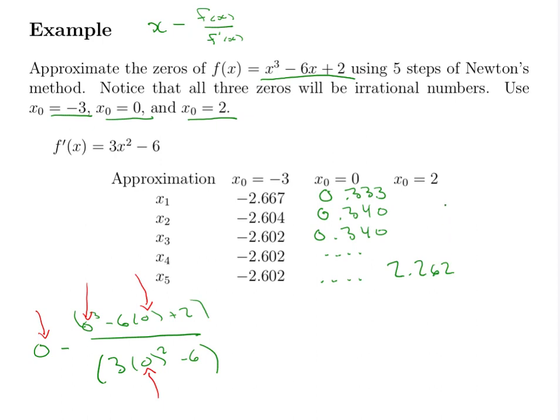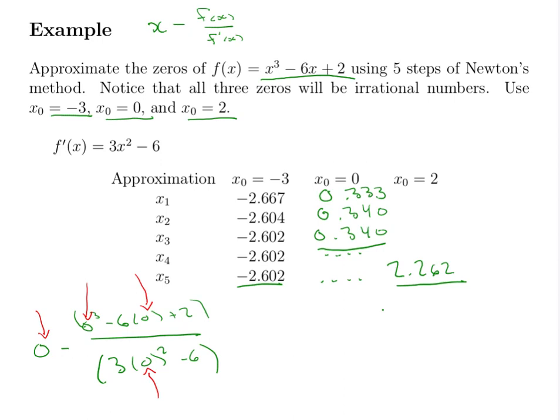After 5 steps, if you round this off to 3 decimal digits all along the way, you end up with 2.262. So we've got 3 x-intercepts, and each one is a pretty good estimate.